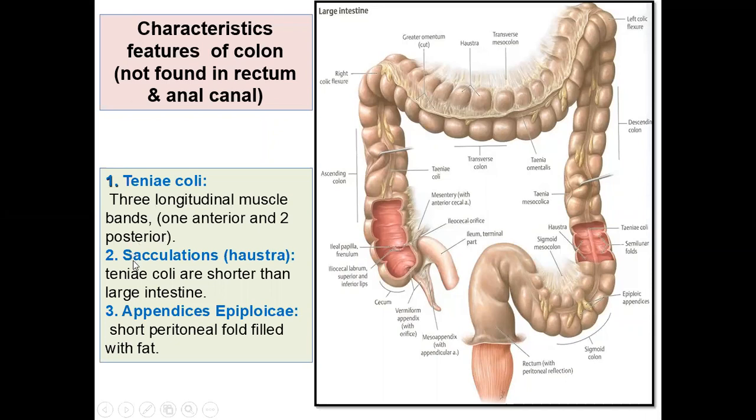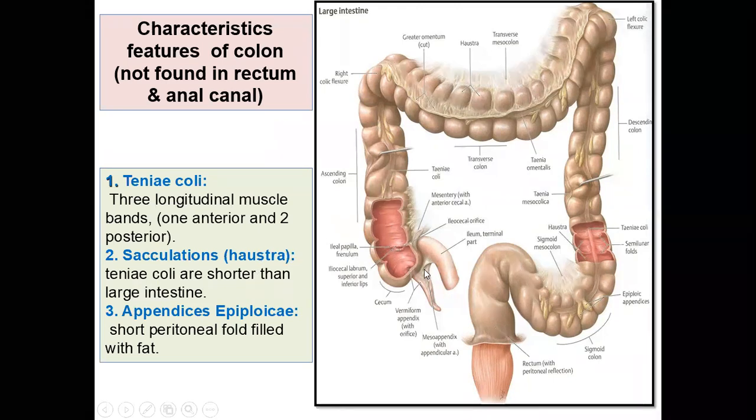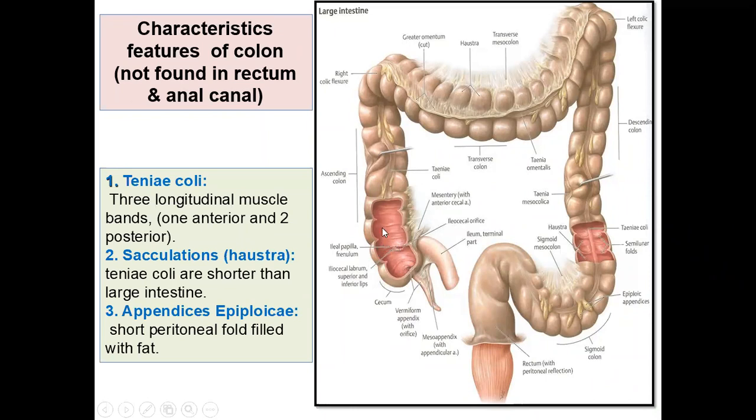The second is the sacculations. These are also called haustra or haustrations. These are pouch-like structures, small pouches. Because the tinea coli are shorter than the large intestine, they fold the whole of the large intestine into small cavities. These are called haustrations or sacculations.